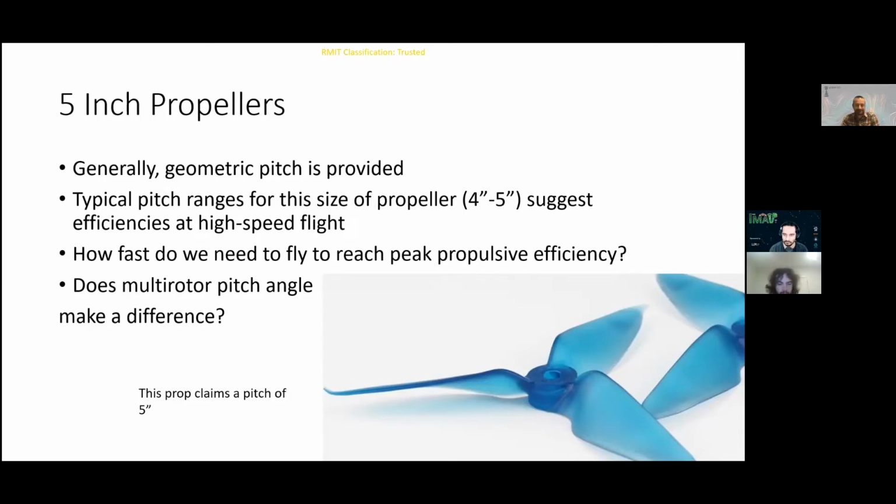So to illustrate one of those points, the propeller in the image is sold as a 5-inch diameter and 5-inch geometric pitch, but compared to a series of other 5-inch geometric pitch propellers that I had on hand, it actually has a significantly higher pitch. So even though this value is provided by manufacturers, it's not necessarily to be trusted.